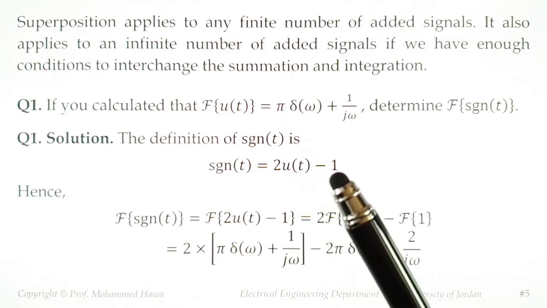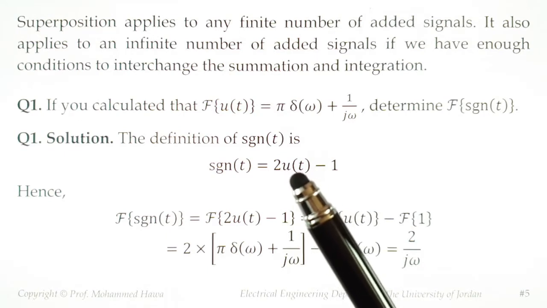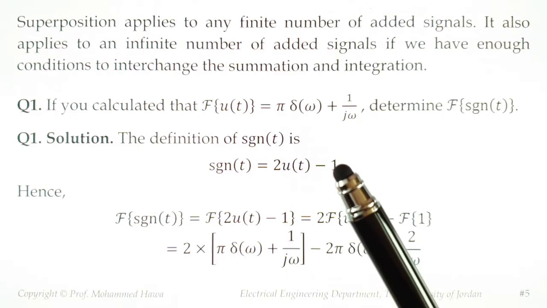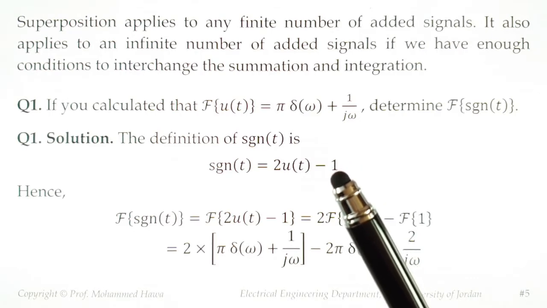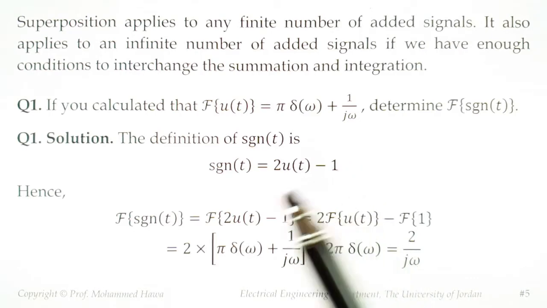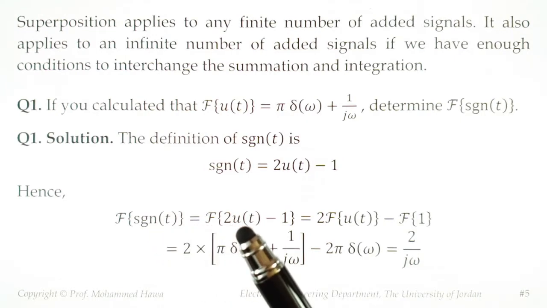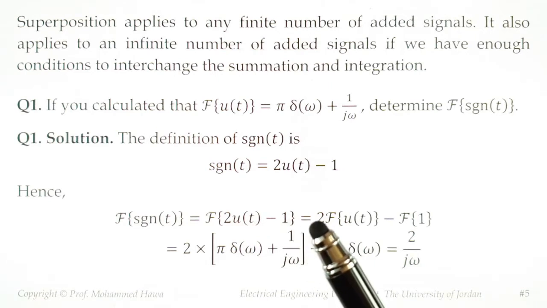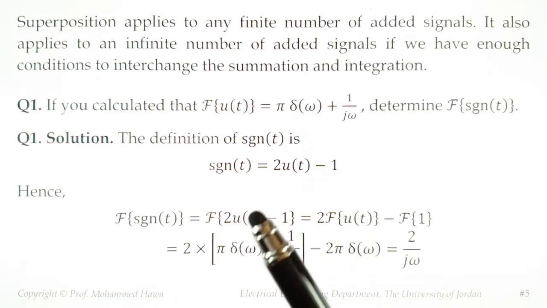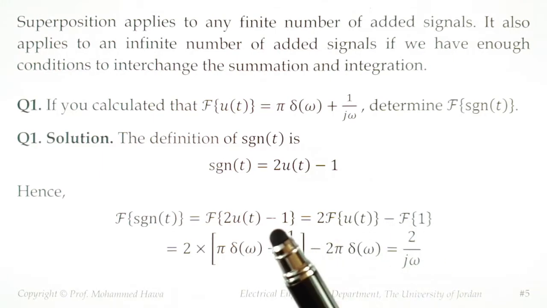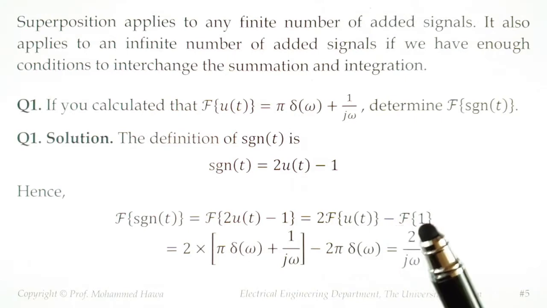This is the sum of two signals, and I know the Fourier transform of the unit step function, which is this, and I know the Fourier transform of the constant 1, which is an impulse, remember, multiplied by 2 pi multiplied by the constant. So using the superposition or linearity property, I can say the Fourier transform of the sign function is equal to the Fourier transform of 2 multiplied by u of t minus 1, which is equal to, by the Fourier transform of this function, I took the scaling constant 2 outside, minus, I took the scaling constant minus 1 outside, the Fourier transform of the remaining part, positive 1.